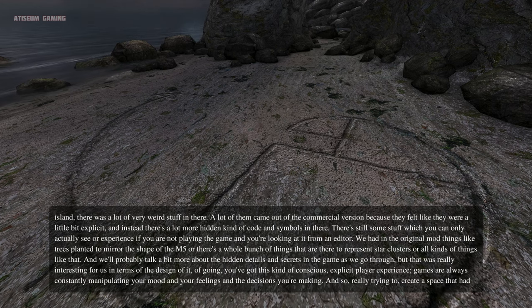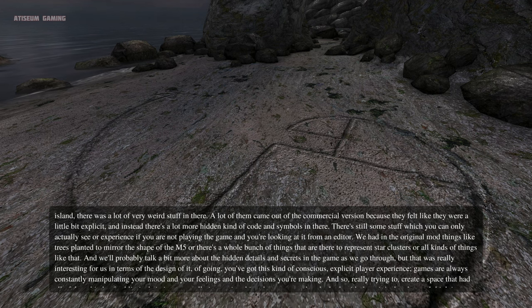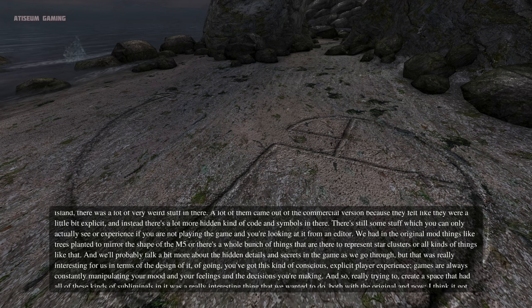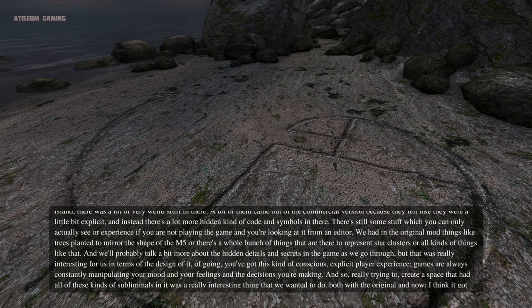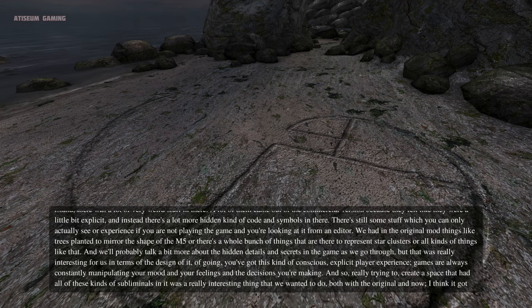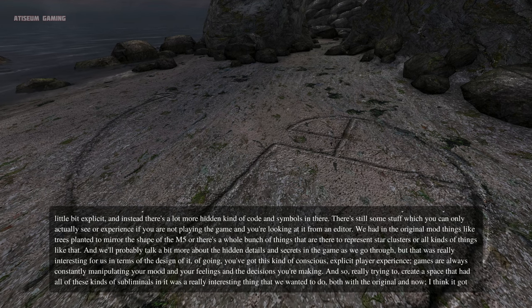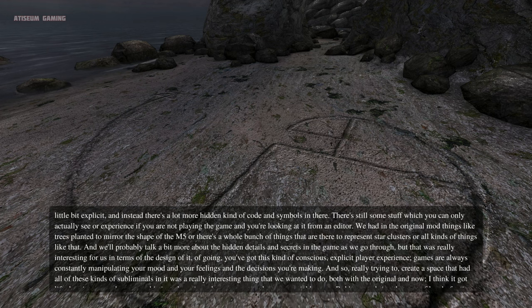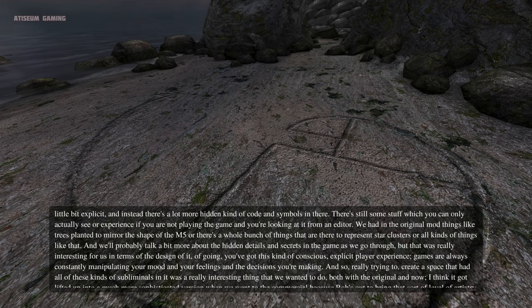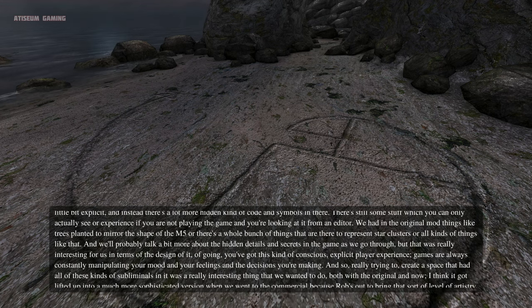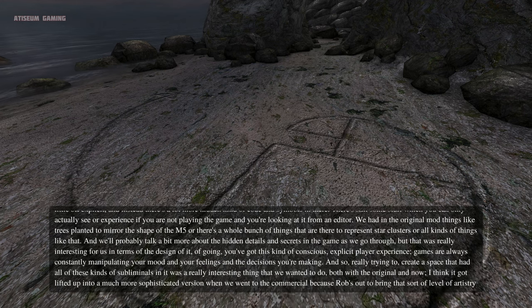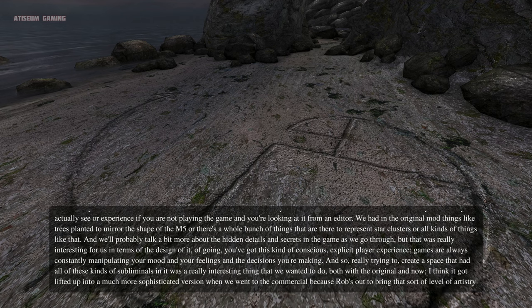There's still some stuff which you can only see or experience if you're not playing the game, if you're looking at it from the editor. We had in the original mods things like trees planted to mirror the shape of the M5, and a whole bunch of things that represent star clusters and all kinds of things like that. And we'll probably talk a bit more about hidden details and the secrets in the game as we go through.